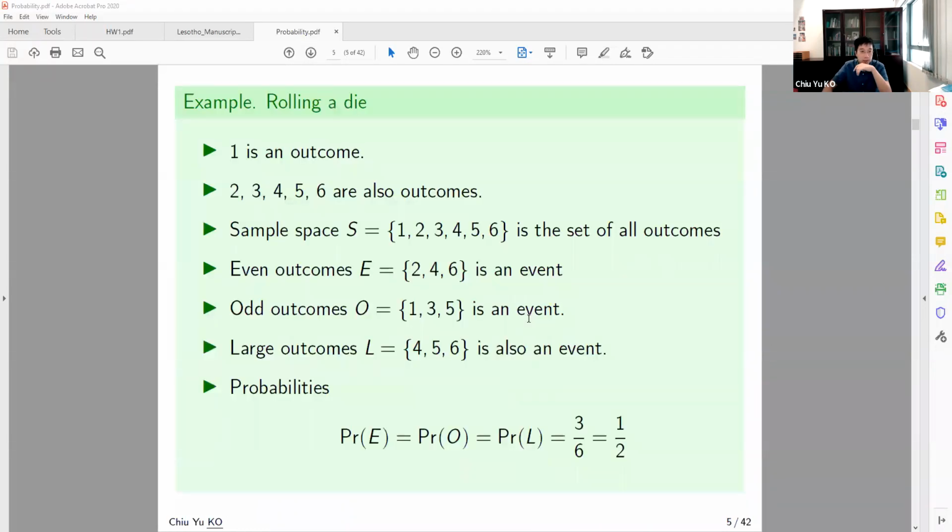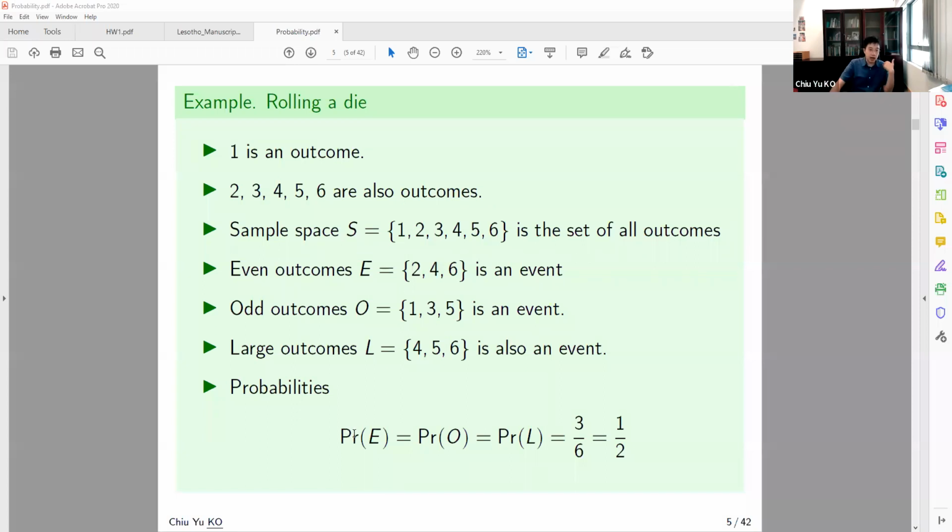No. Okay. Then let's start with an example that is easy enough to understand. Roll a die. One is an outcome, and on a 6-faced die, 2, 3, 4, and 5 and 6 are also outcomes. Remember, all of the outcomes together make the sample space. So the sample space is 1 up to 6, the set of all outcomes. You can call an event even, whose outcomes include 2, 4, and 6. You call odd the outcomes 1, 3, 5. You call large the outcomes 4, 5, and 6. You can call small the outcomes 1, 2, 3.